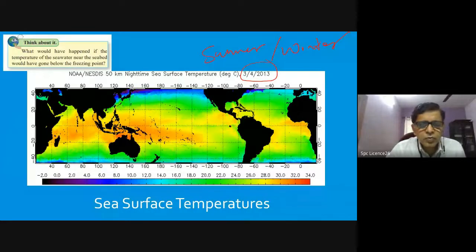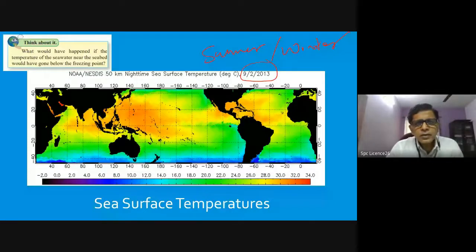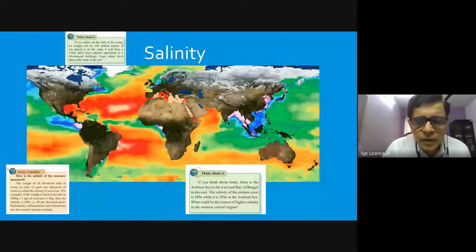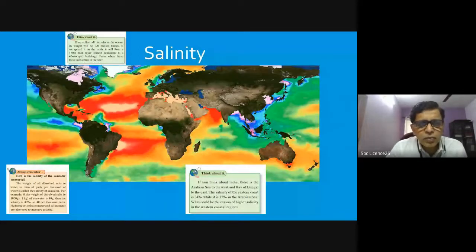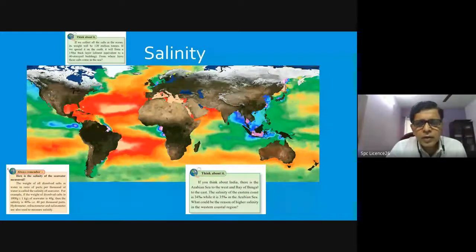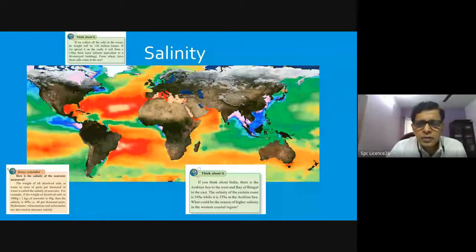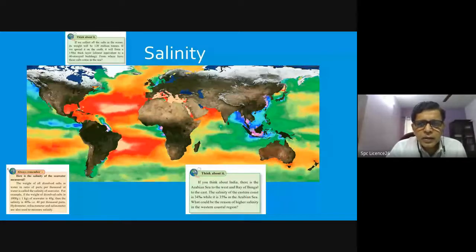Okay, you see how it's moving north and south. And then this is the salinity GIF of the ocean waters as such. Okay, you'll see that the bluish tinge is where you're going to have very large amounts of fresh water added into the sea.